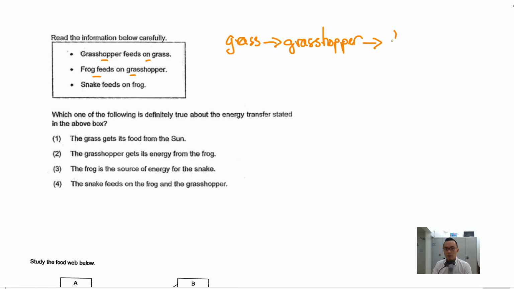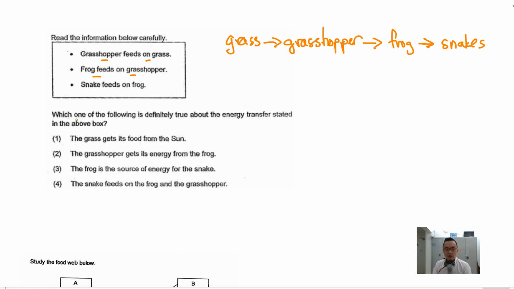Frog feeds on grasshopper, and snake feeds on frog. So you have to get this correct. The arrows, the directions, you have to get it correct. If you're not able to understand this, please stop the video and ask me for help.